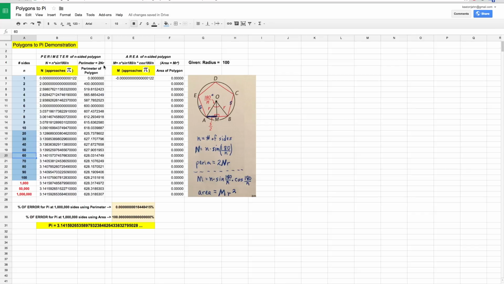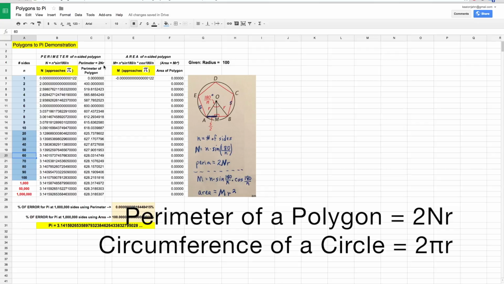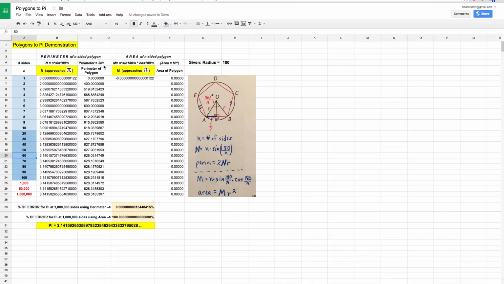Now, the formula for the perimeter of our polygon is 2Nr. The important thing here is to recognize the similarity to the formula for the circumference of a circle, which is 2 pi r, 2 times pi times the radius. The interesting thing is that N begins to approach pi. The more sides we have on our polygon, the closer N comes to pi.